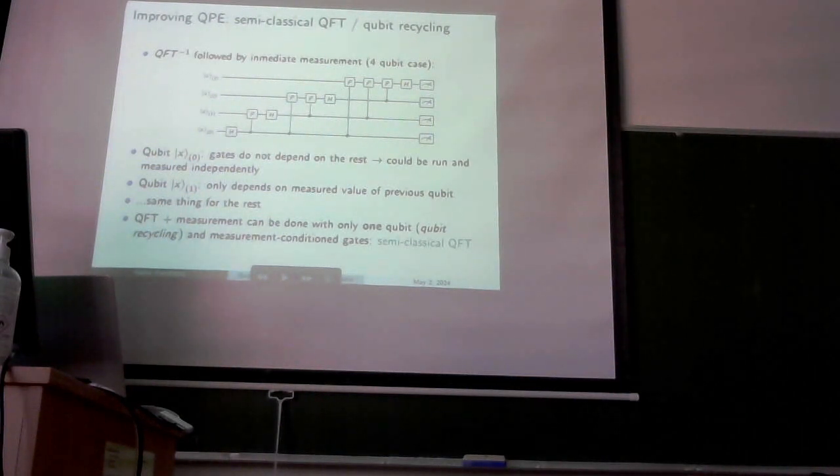So we are transforming a combo of a QFT plus a measurement into a circuit which has only a single qubit and gates conditioned on the previous measurements. This is the idea of the semi-classical QFT, or again, it can be applied to the inverse QFT.